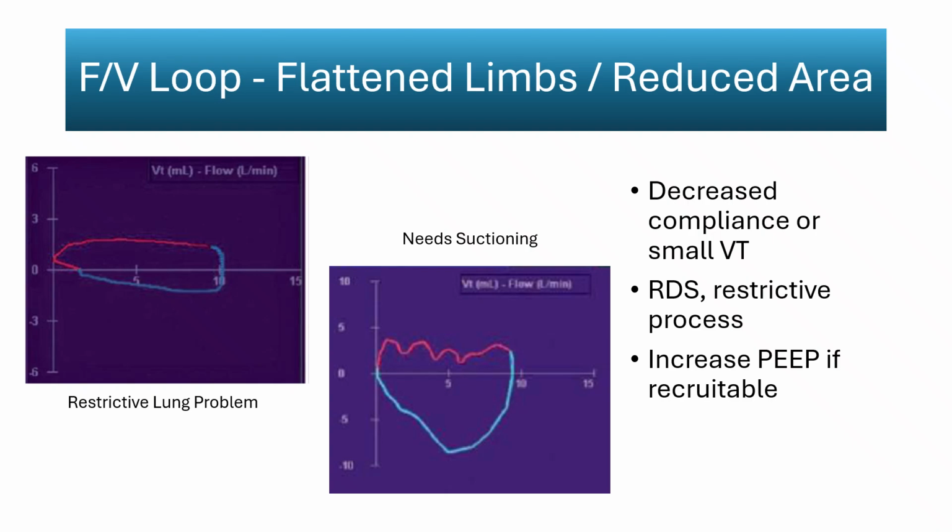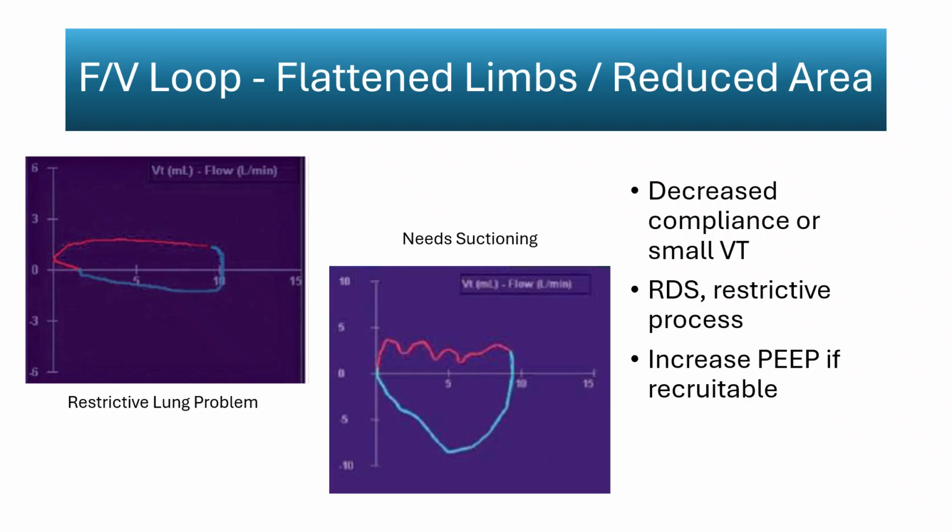This pattern is most characteristic of restrictive physiology. When compliance is low, as seen in respiratory distress syndrome, pulmonary edema, or other stiff lung processes, the lung accepts only a small amount of volume for each increment of pressure. Because the tidal volume is limited, the inspiratory limb cannot rise to the expected peak, and the overall height and width of the loop shrink.